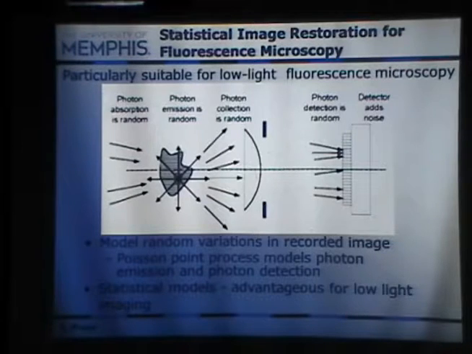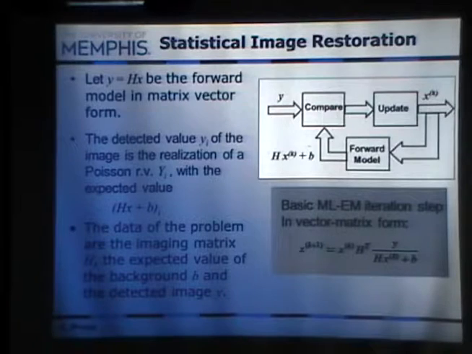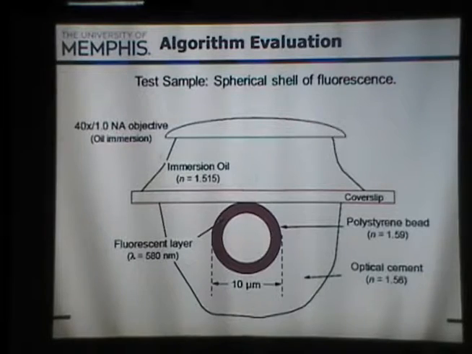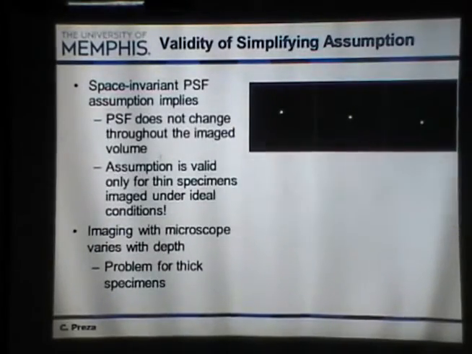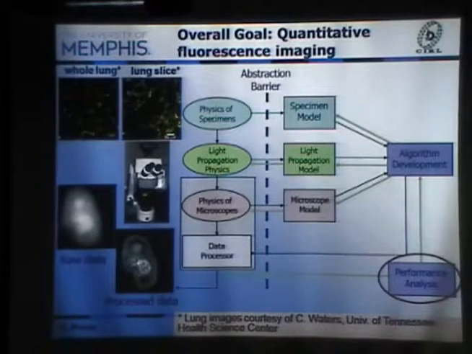Okay, so I showed this last time about why the Poisson process makes sense for fluorescence microscopy, so let's skip that, and this I showed you last time. And this was in the first lecture. Let me just fast forward a little bit. It's not out of order, I just wanted to show you.